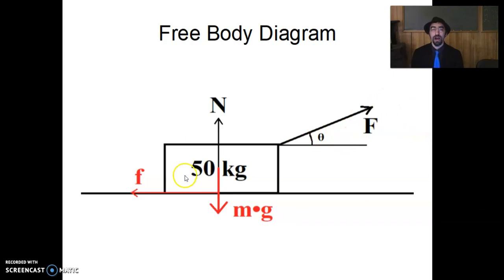And, of course, you've got friction that always resists motion. I've got big F for the applied force, little f for friction. And we know that little f equals 0.2 times N, right? Mu sub k times N, we were given mu sub k equals 0.2.